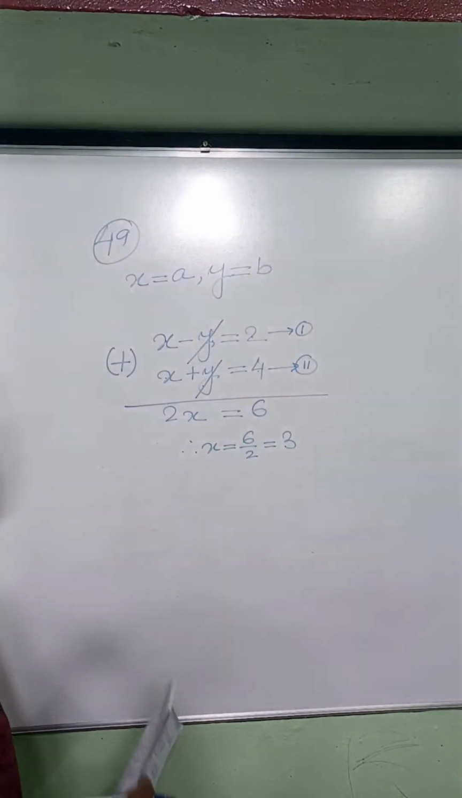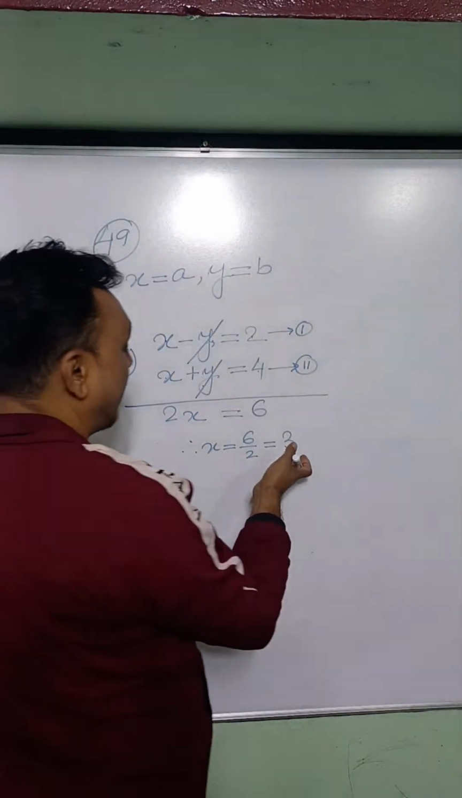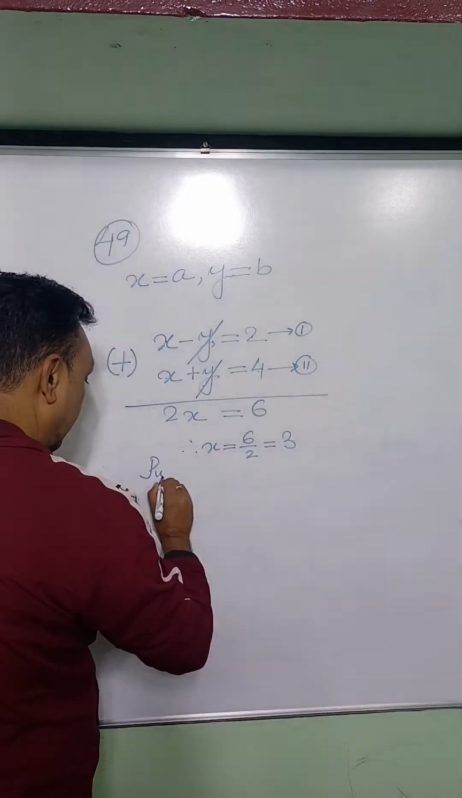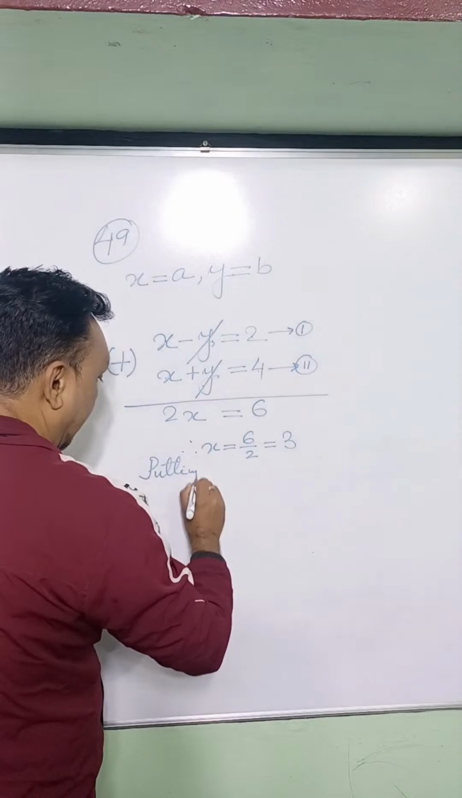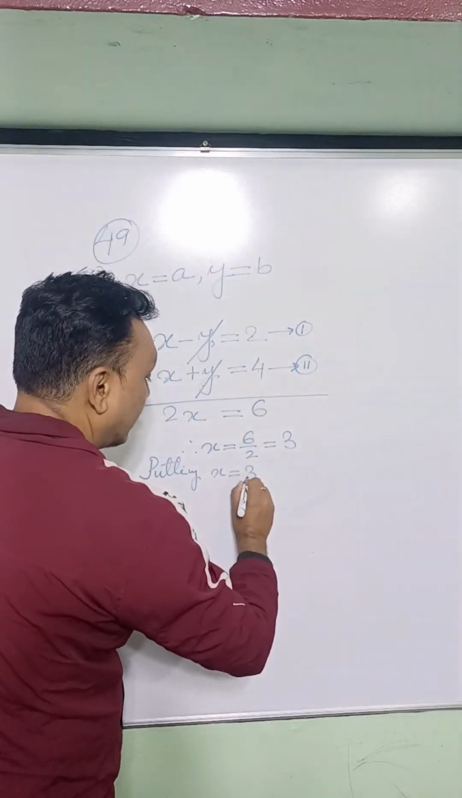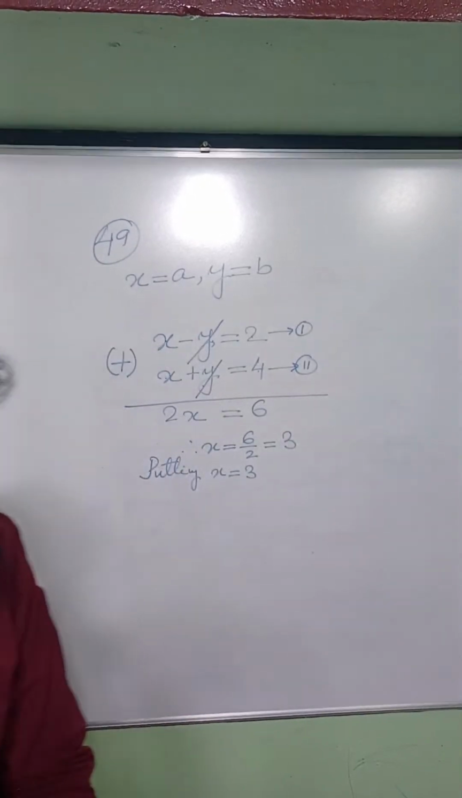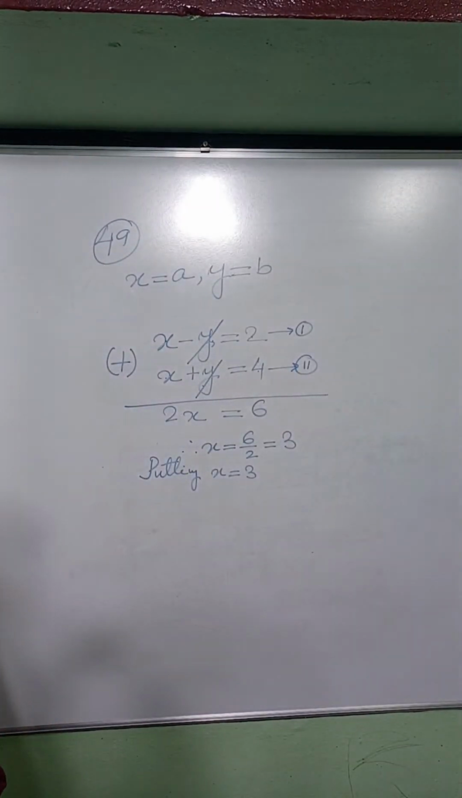Is okay? Now putting the value of x is equal to 3 in any of the equation, we'll get putting x is equal to 3. Is it okay? All right. Also, sound is clear. Is okay. All is clear. Okay, I think everything is going smoothly, so no problems.